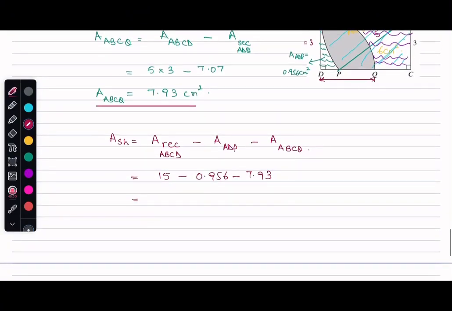as 6.114 centimeter square, or I can say that the required area which is shaded in the diagram is 6.11 centimeter square here. So this then shall give us the answer for this question.